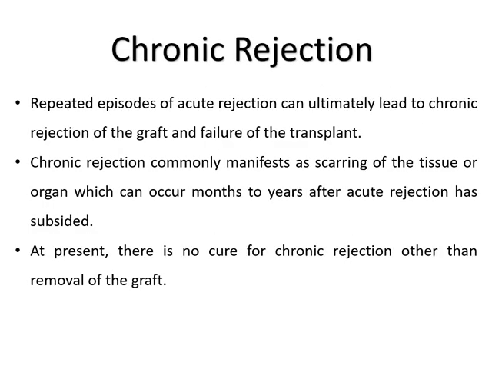Chronic rejection. Repeated episodes of acute rejection can lead to chronic rejection of the graft and failure of the transplant. Chronic rejection commonly manifests as scarring of the tissue or organ, which can occur months to years after acute rejection has subsided. At present there is no cure for chronic rejection other than the removal of the graft that has been transplanted.